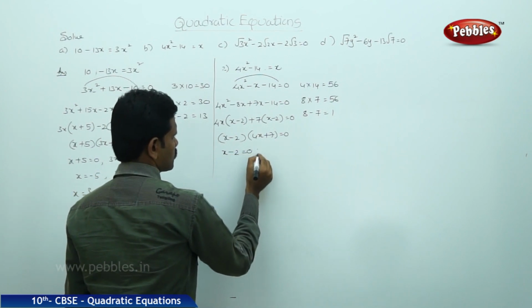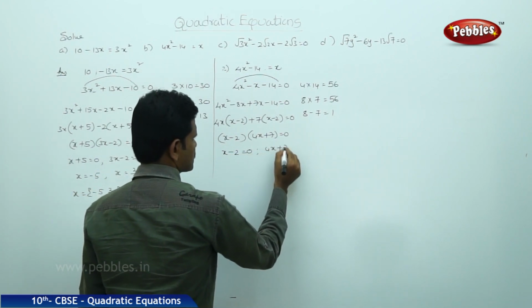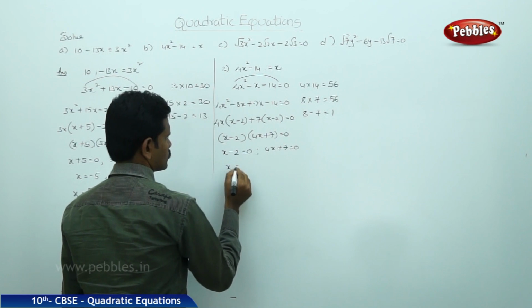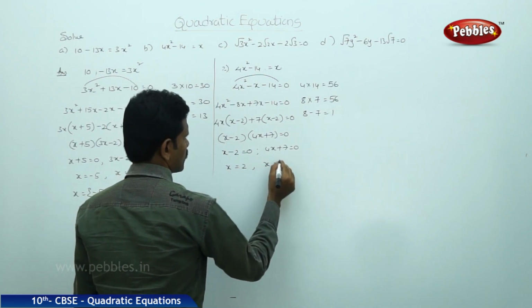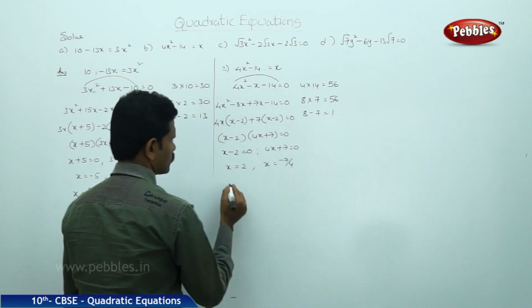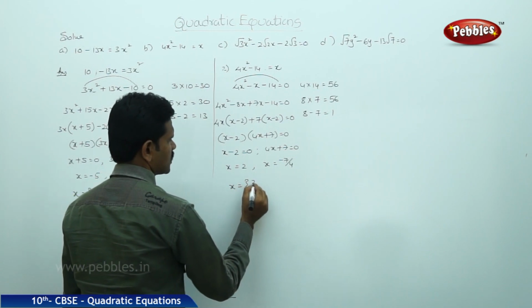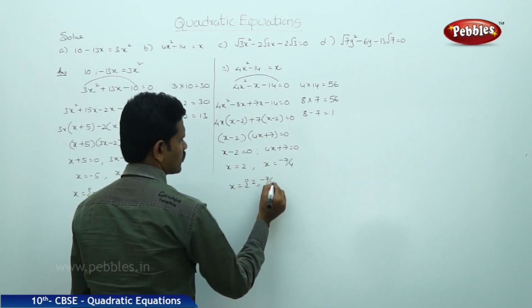x minus 2 is equal to 0, 4x plus 7 is equal to 0. x is equal to 2, x is equal to minus 7 by 4. Therefore x is equal to the set of 2 comma minus 7 by 4.